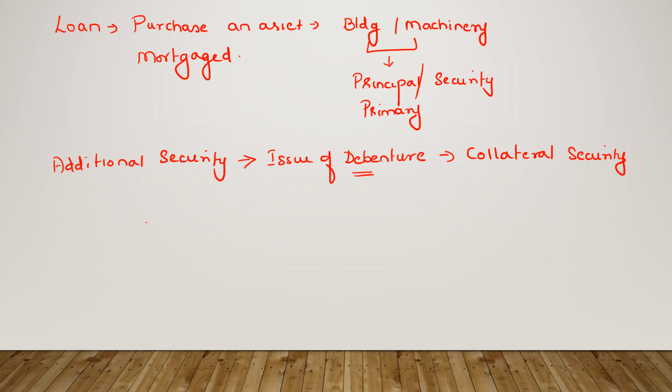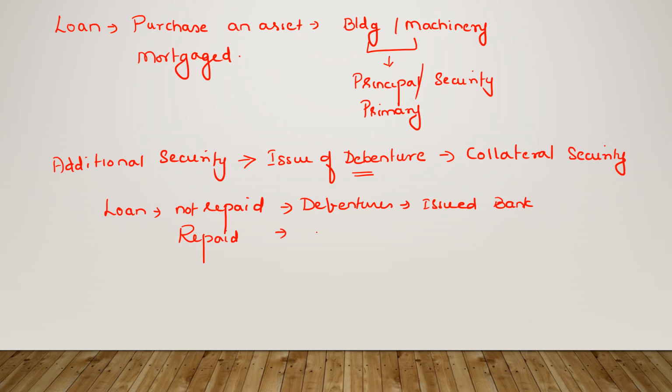If the loan is not repaid, then as I told you, these debentures would be issued to the bank. But if the loan is repaid off, then what happens? These debentures would be returned back to the company. So they are not going to be held back by the bank. They will be returned back to the company. They would be cancelled out. They would not be exercised or taken up by the bank.